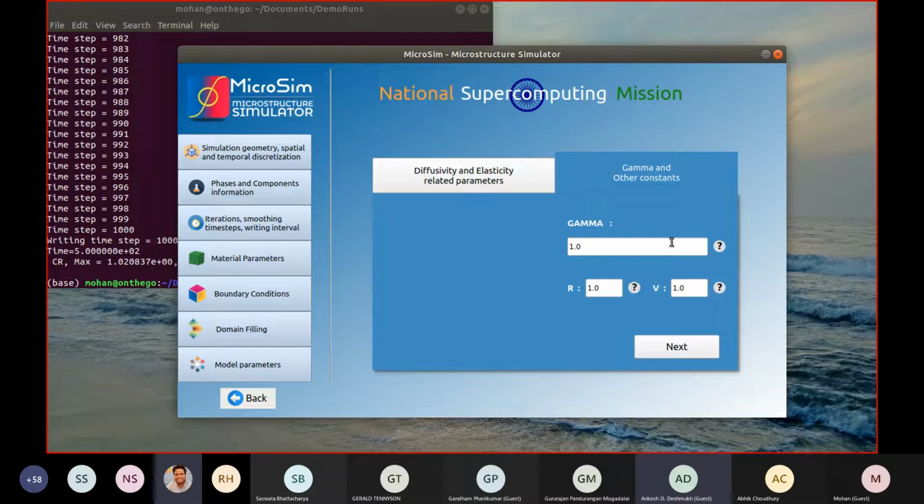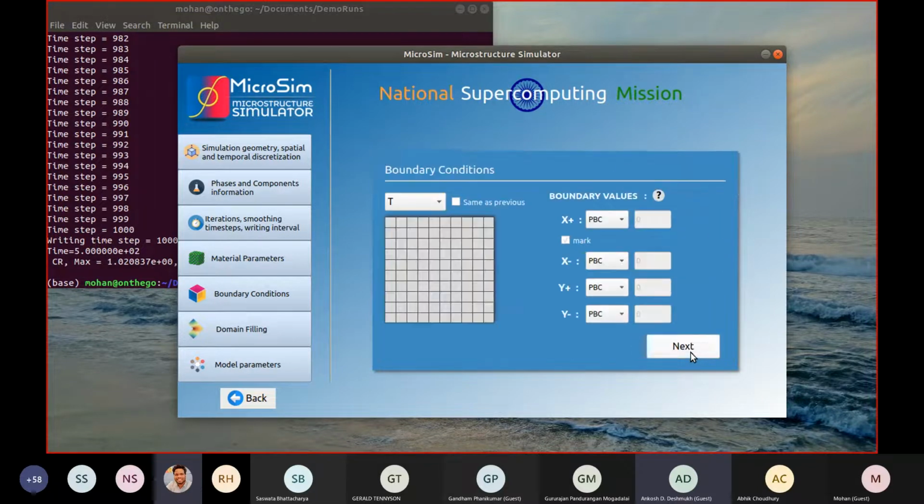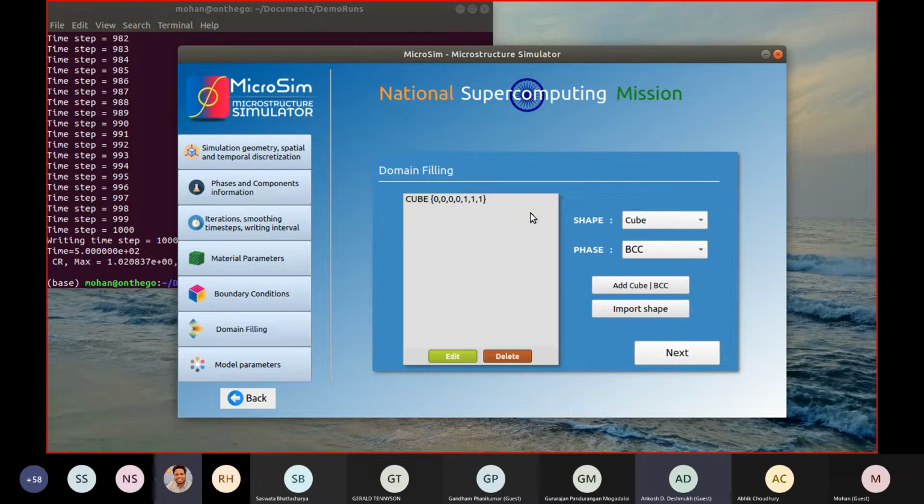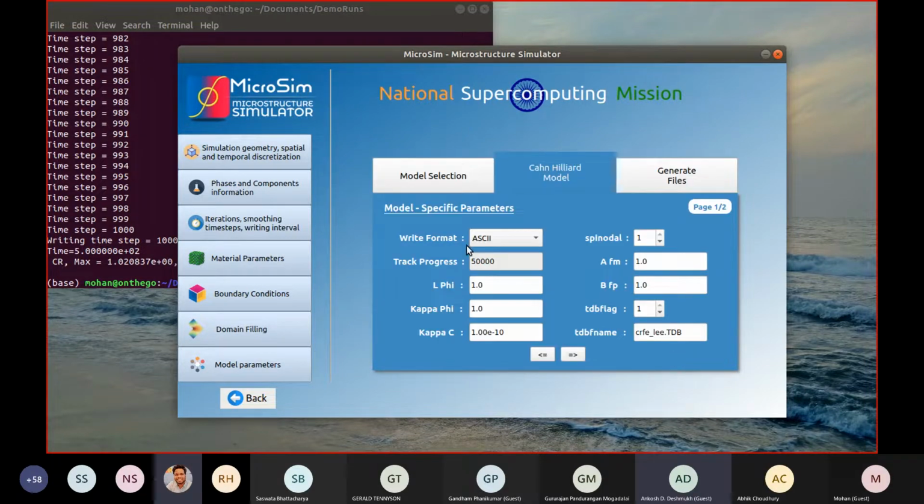And so this gamma parameter we are not going to take directly in the model, so we are going to leave it as it is, and the periodic boundary conditions are going to implement the cube filling. As I'm mentioning, we are going to do a spinodal decomposition with a random microstructure, but down the line we will streamline this GUI, just proceed with whatever is there and track progress.